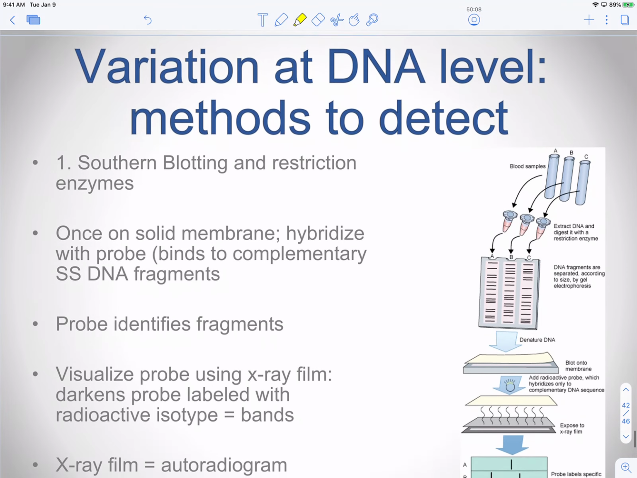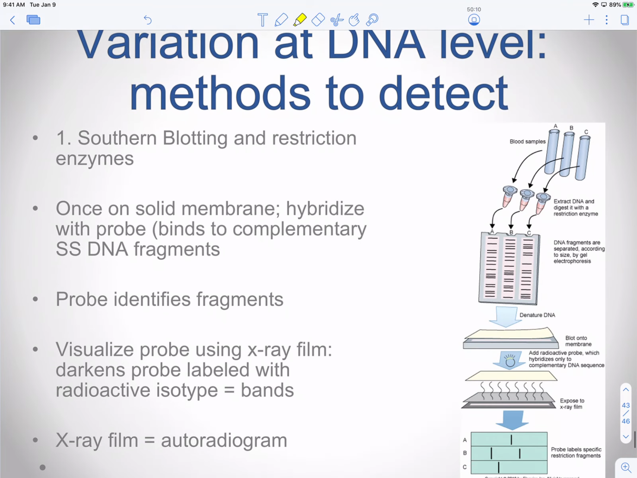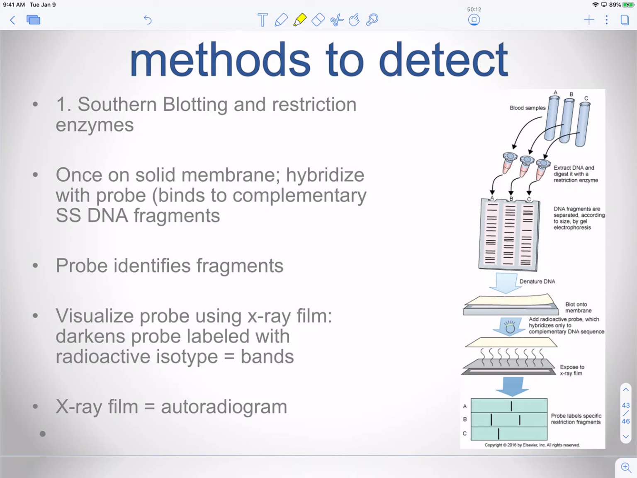Okay, so Southern blotting is going to be important because it's going to be able to show different proteins. Here we have different samples A, B, and C, and they have different proteins that are going to be visualized, and you can see these using X-ray films.